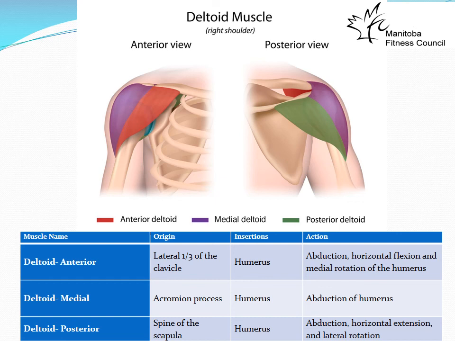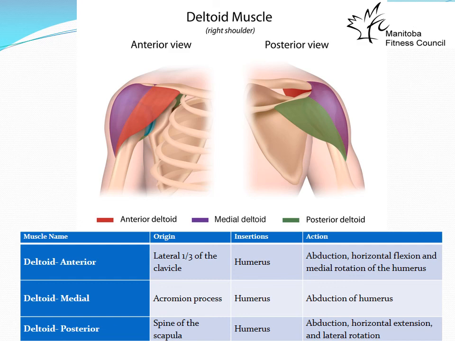Here we have our deltoid muscles. And I mentioned them already, the anterior, medial, and posterior deltoid. So they all insert onto the humerus. In fact, you could kind of follow that muscle down on yourself and you could feel that insertion point where it goes in towards the humerus.